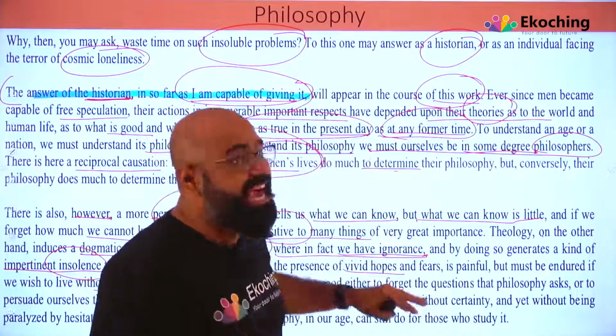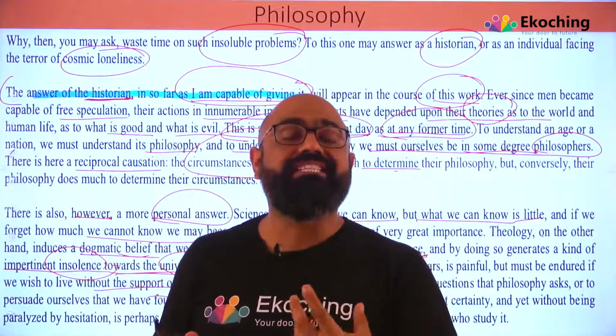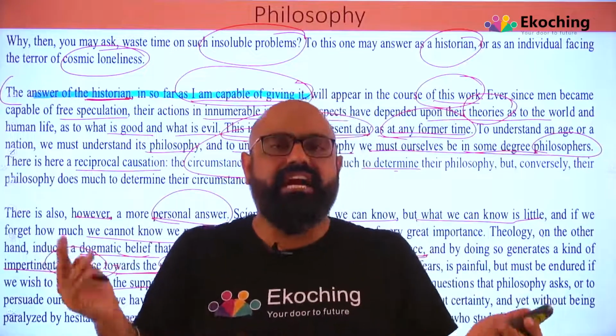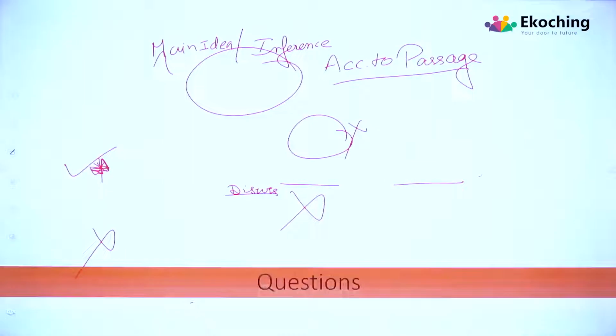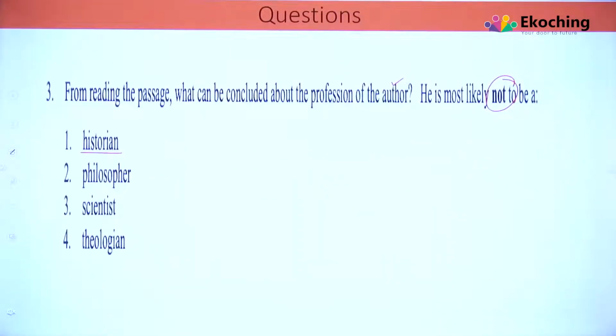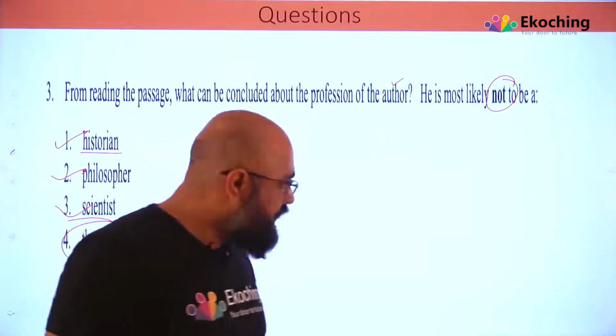And for science, he's not talking exactly negative of it, so he can be that scientist, but theologian not for sure. And that's why we are marking option number 4, that he is most probably not likely to be a theologian. He can be a historian, philosopher, or a scientist. Okay, let's move to the next.